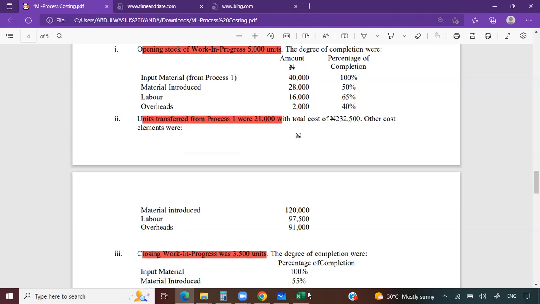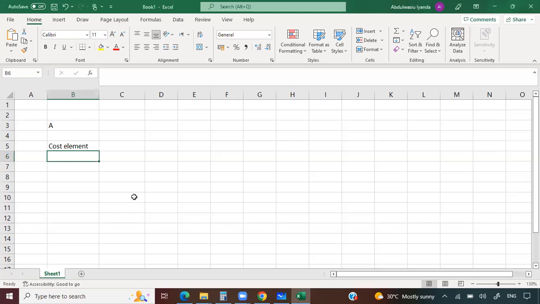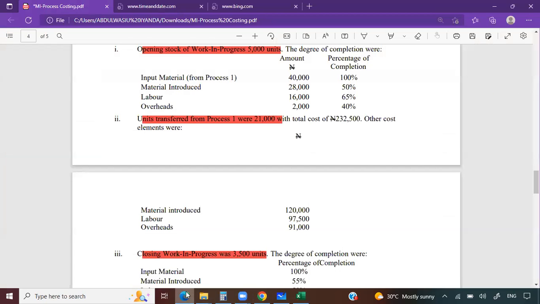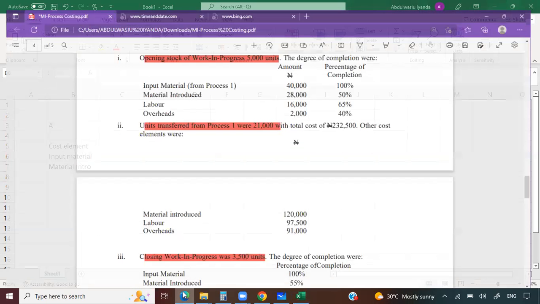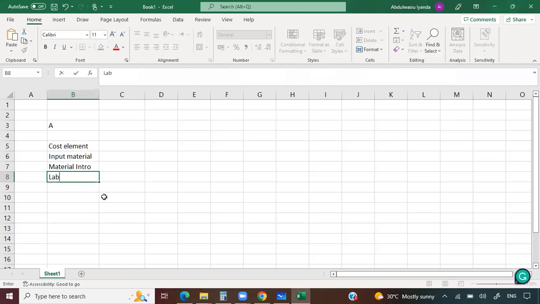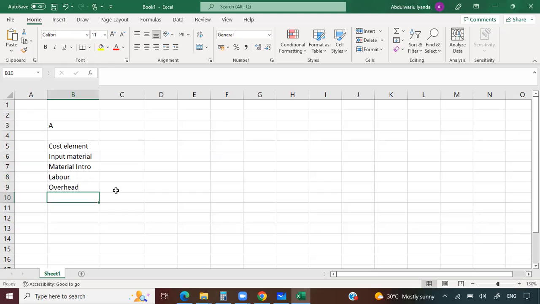Okay. Now, what we need to do, let's go now. You are going to say input material. Those are the details that we are given. The next one, we also have material introduced. We also have the next one to be labour. And we also have overhead. Now, this is the cost element.